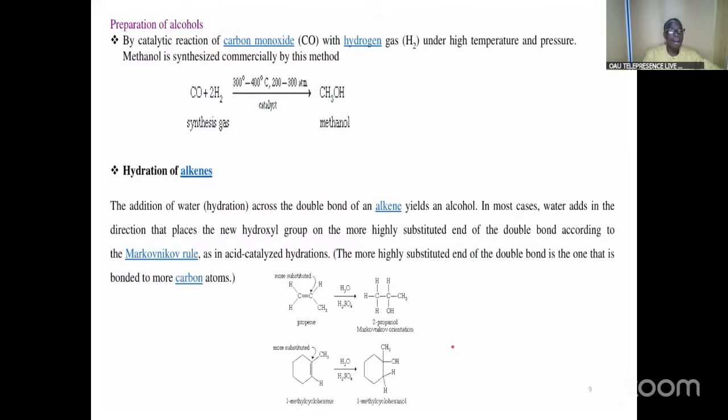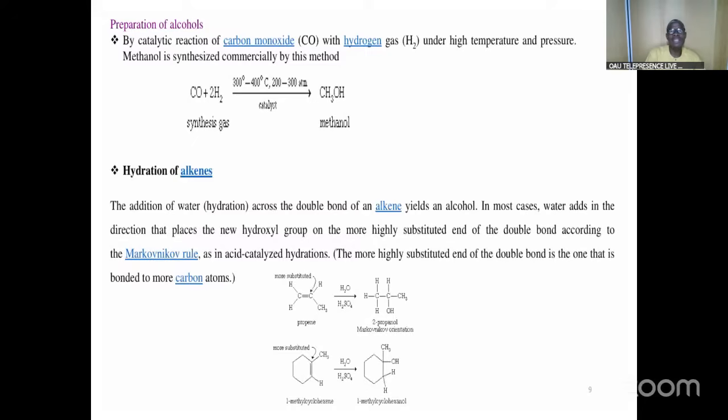Now, let's look at preparation of alcohols. We have looked at the physical and the chemical properties of alcohols. Now, let's look at their preparation. How can we prepare them, both in the lab or otherwise? Number one, by catalytic reaction of carbon monoxide with hydrogen gas under high temperature and pressure.